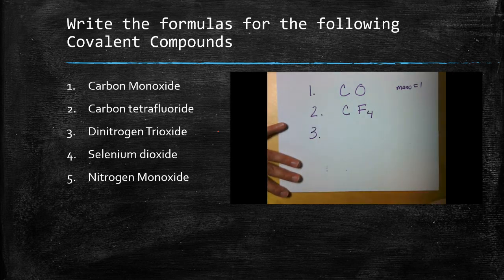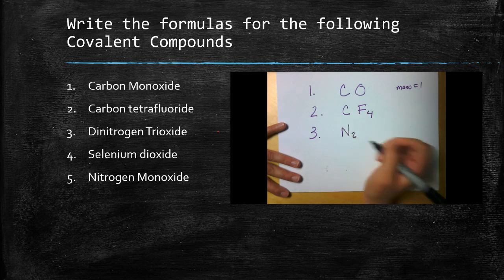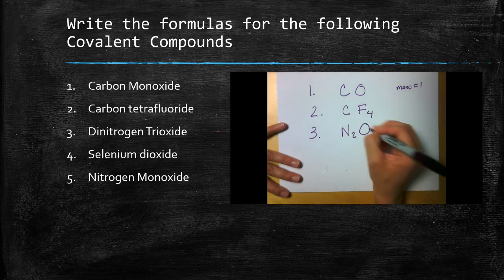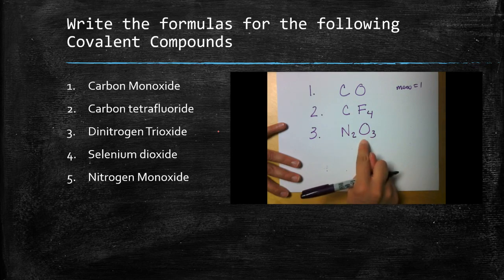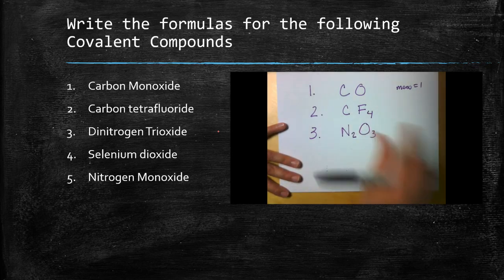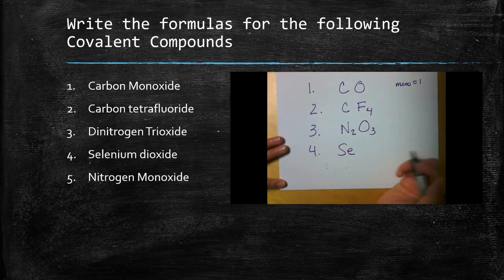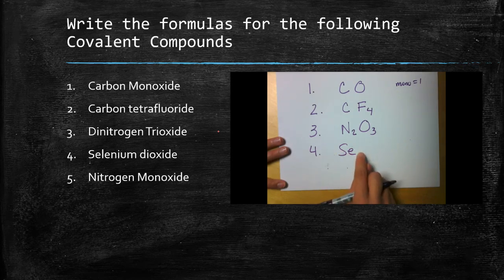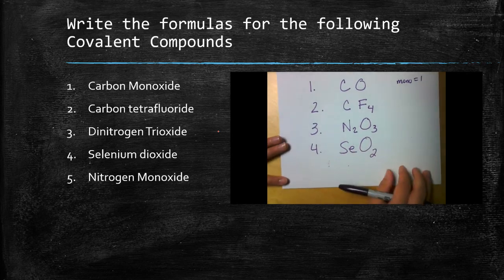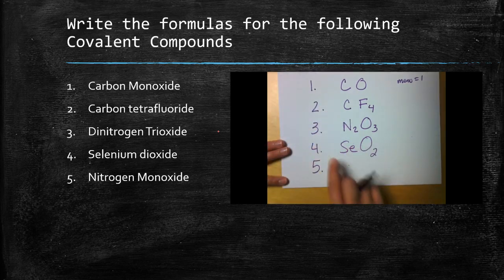Aren't these much easier than ionic? Dinitrogen trioxide, so N2, oxygen, 3. Notice that these go together and these go together. It's just simply what it is. Number 4, selenium, Se. There's no mono in front of selenium, so we're going to assume it's a 1. Dioxide means 2, and oxygen. So selenium dioxide. It would be fun if you went and looked up some of these things. They have some interesting applications. And then the last one is just nitrogen monoxide, NO, because that mono is silent and that other mono means 1.